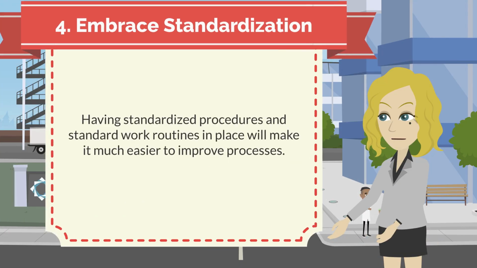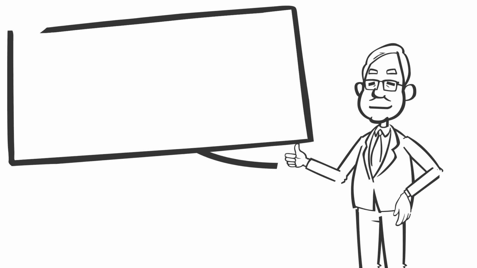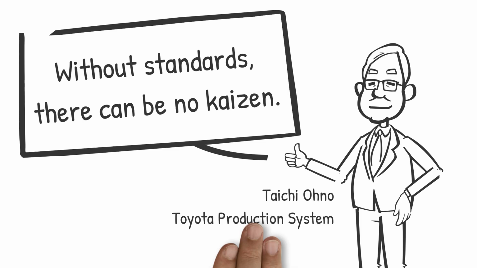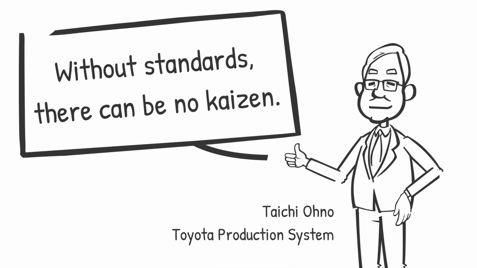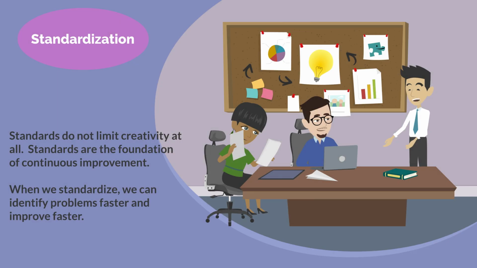Number 4. Lean leaders need to embrace and support standards. Having standardized procedures and standard work routines in place will make it much easier to improve processes. Contrary to traditional thinking that says standards limit creativity, lean thinking says that standards are the foundation of continuous improvement. When we standardize, we can identify problems faster and improve faster.